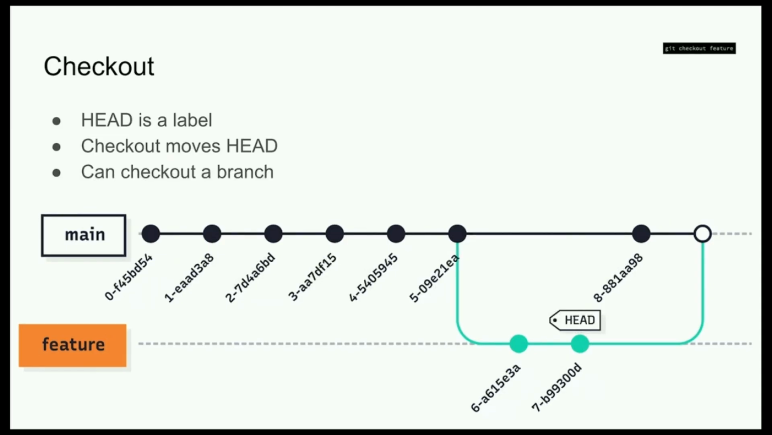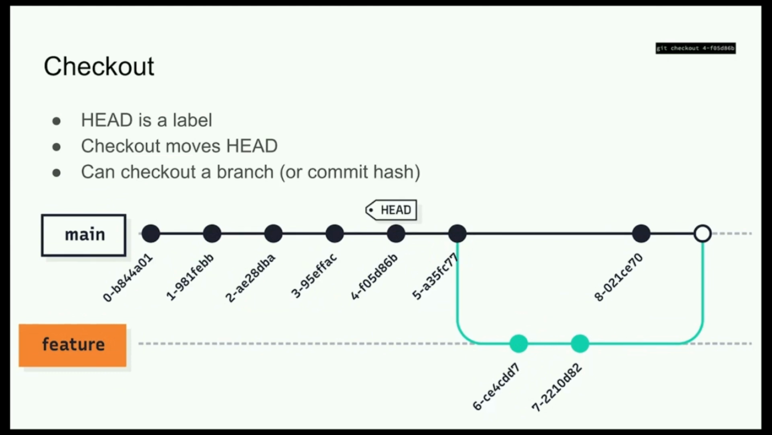And you can check out a branch. When you check out that branch, it changes that HEAD to point to the last commit on that branch. Or you can have the branch name. You have a branch checked out, and it would be the commit if you were detached.